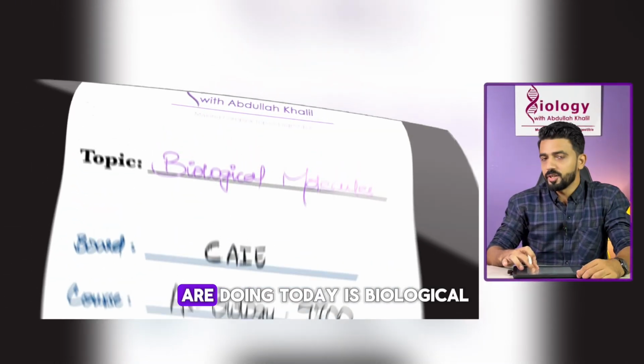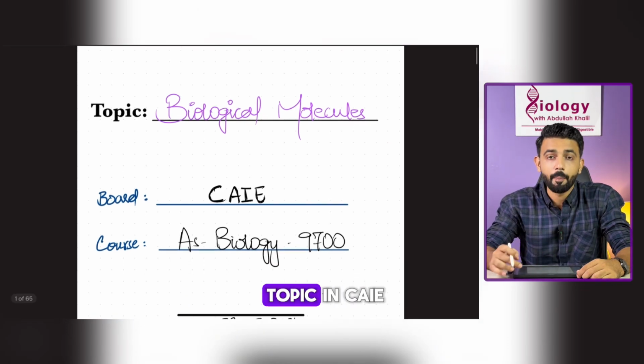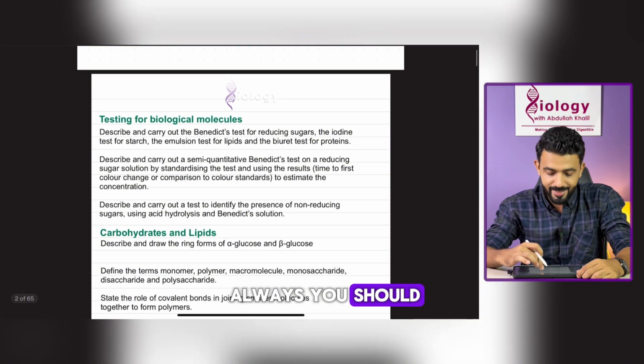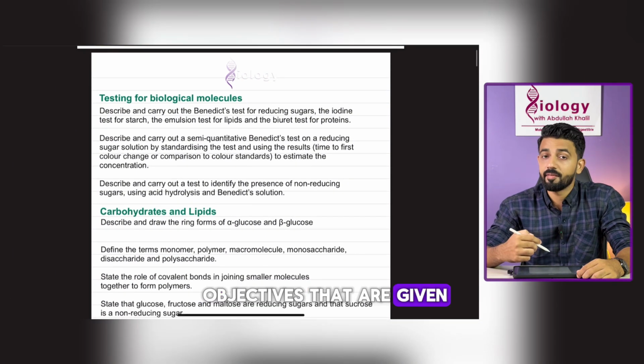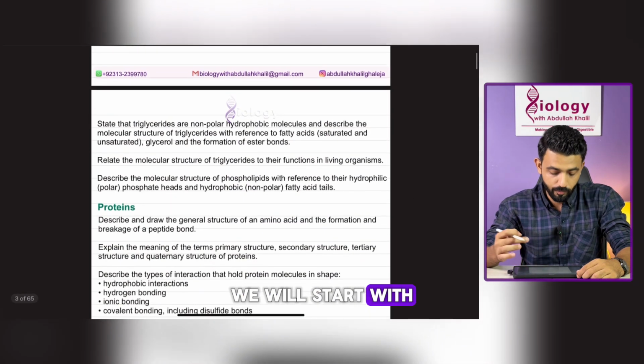The topic that we are doing today is biological molecules from AS level biology. This is the second topic in CAIE AS biology. And as always, you should skim through the learning objectives that are given before the topics, the learning objectives provided by the board. We will start with the first topic.